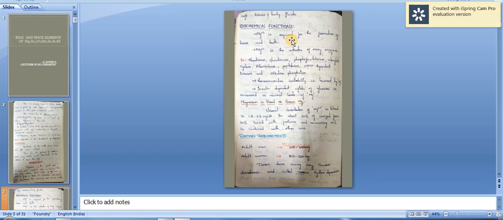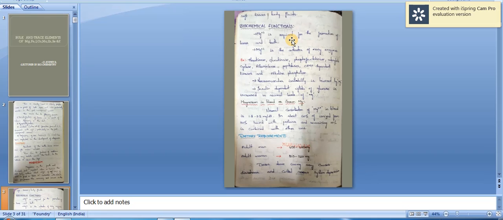Next, dietary requirements. Adult men require 400 to 420 milligrams, whereas adult women require 310 to 320 milligrams. Doses above 600 mg may cause diarrhea and central nervous system depression.